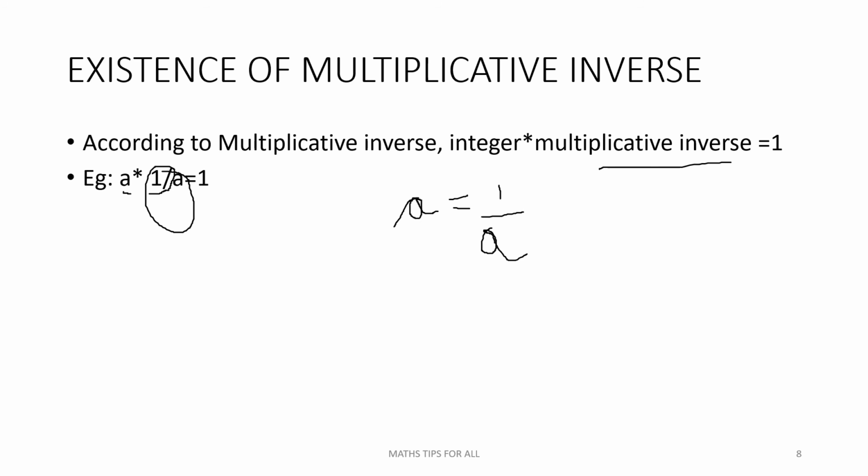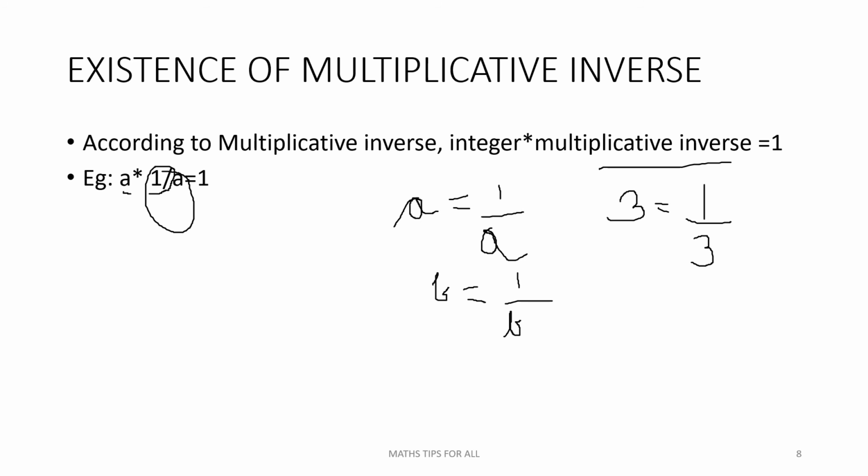Similarly, if you consider b, then what will be the multiplicative inverse of b? It will be 1 divided by b. This is the multiplicative inverse of b. If you consider a number, if you want the multiplicative inverse of 3, then what would be the answer? The multiplicative inverse of 3 is 1 by 3. I hope you understood what this multiplicative inverse means.